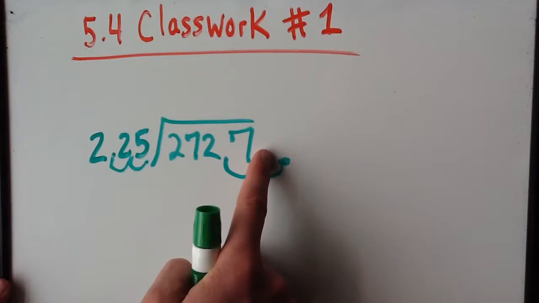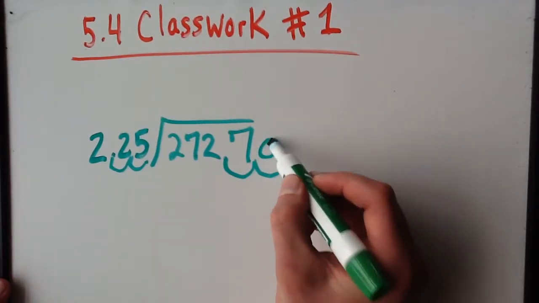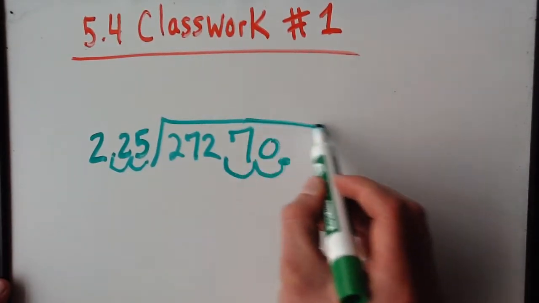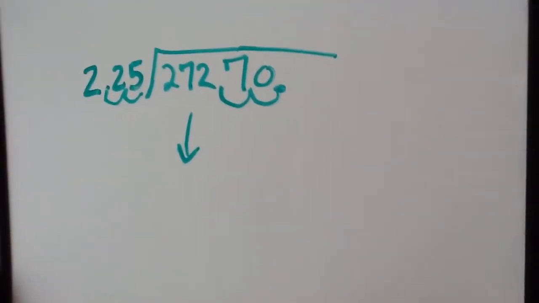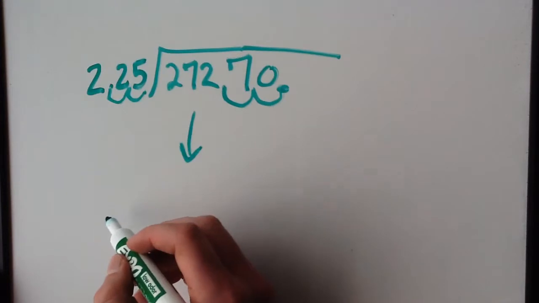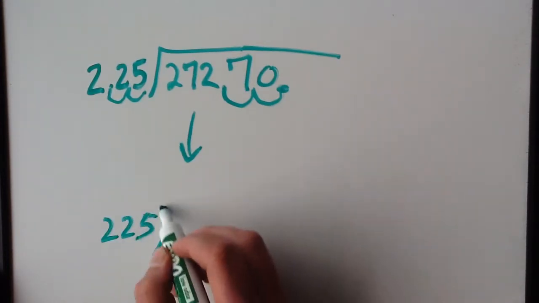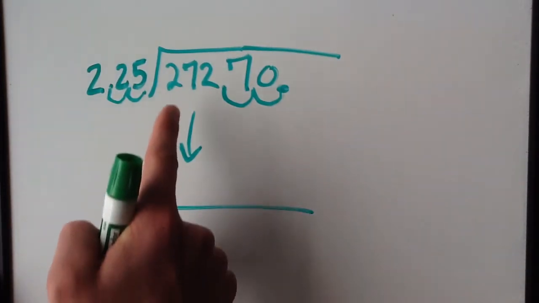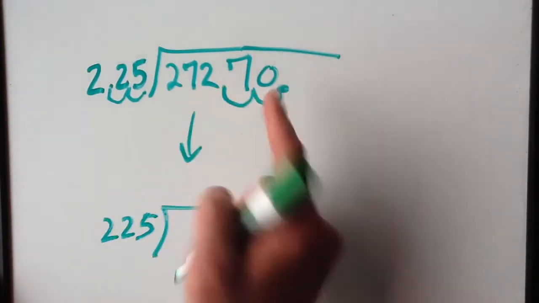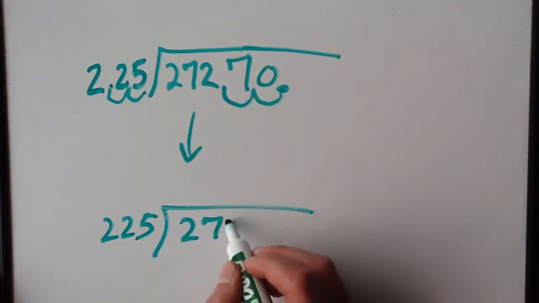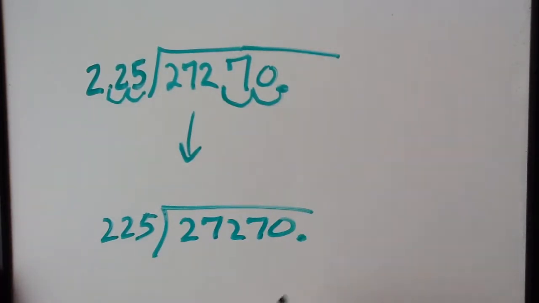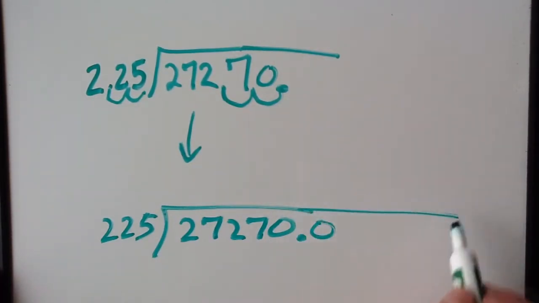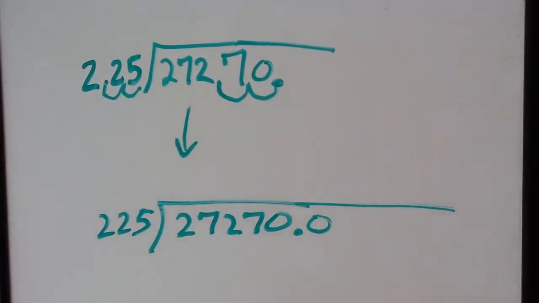What digit goes right there? Well, that is a 0. That's a placeholder 0, so I got to add that in. Okay? Now, let's rewrite the problem. So outside the division bracket, you have 225. And inside now, our number is 27270. And of course, the decimal point is right there. We could add a placeholder 0 after it, right? There's all kinds of placeholder zeros after this that we could go ahead and add.